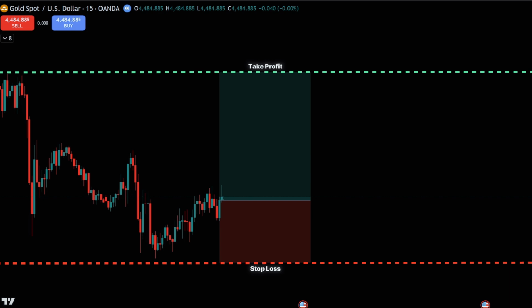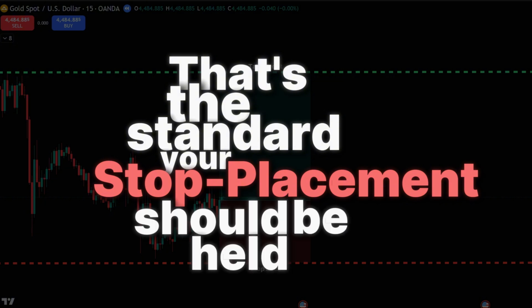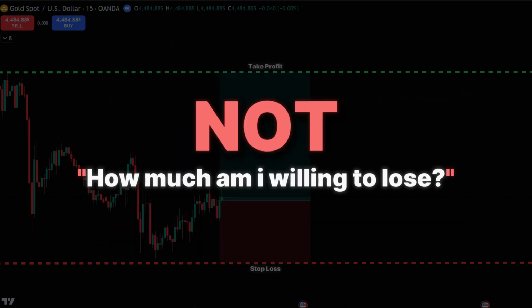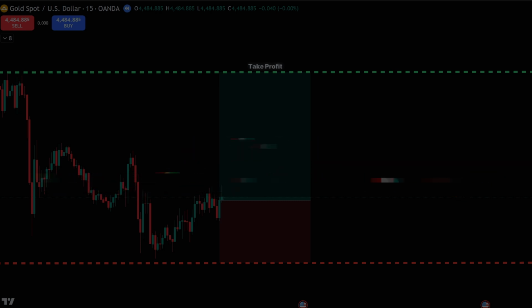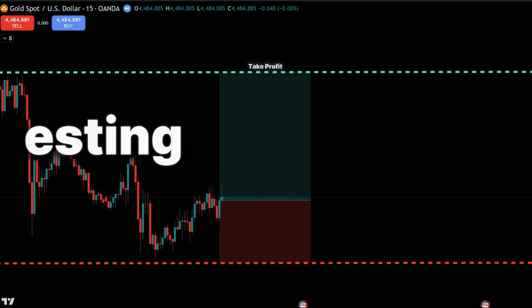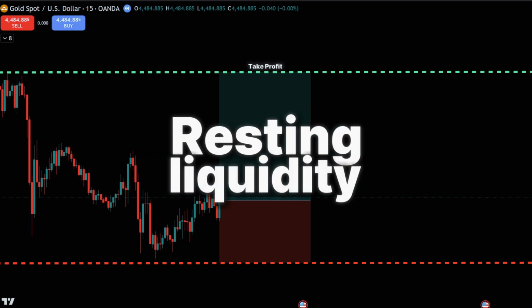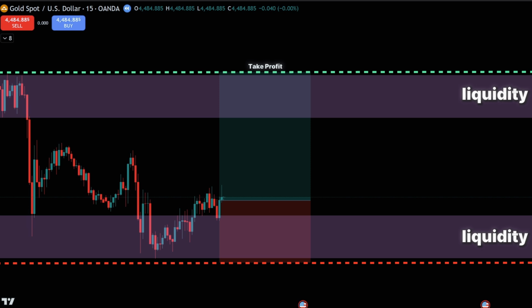It marks the point where the idea no longer makes sense. That's the standard your stop placement should be held to, not how much am I willing to lose, but at what price is my trade idea simply wrong? Targeting previous highs isn't arbitrary. Those levels hold resting liquidity, stop losses from prior longs, breakout orders from trend traders. In ICT and SMC, price moves from one liquidity pool to the next. Identifying those pools gives your take profit a structural reason to exist.